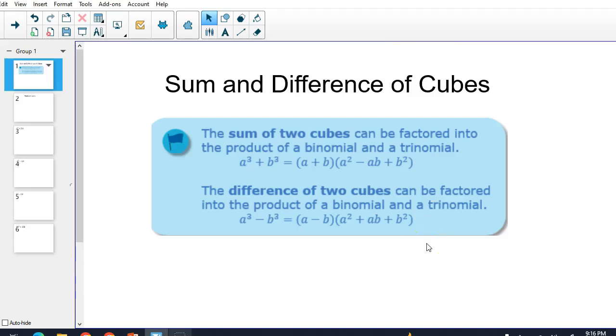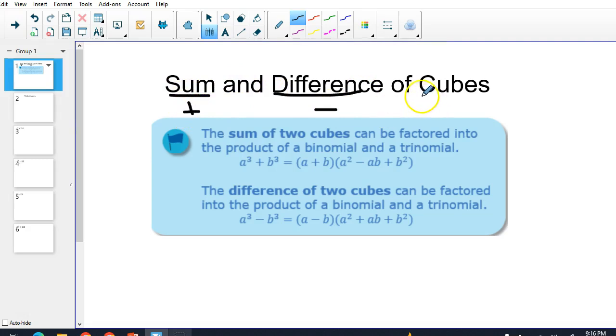Hello. So today we're going to be looking at factoring the sum and difference of cubes. Quick review. Sum just means adding. Difference means minus. Cubes means terms to the power of 3. We'll come back to this in just a second.